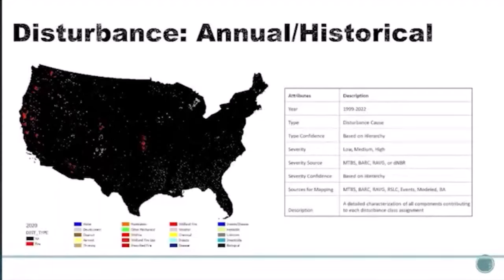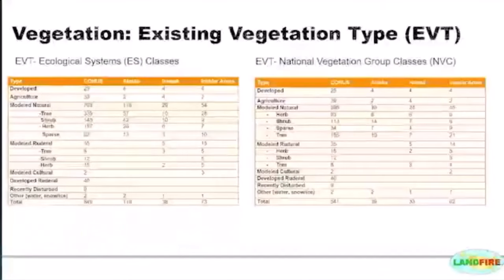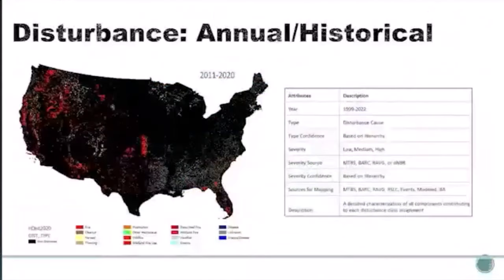So we do incorporate the monitoring trends and burn severity and all the national fire mapping programs. We incorporate all those events. We incorporate our own remote sensing of disturbance for private lands, right? Nobody reports that. So we have to kind of get that information somewhere. And here's showing our historical disturbance, which is an aggregation of the 10 years of annual disturbance.